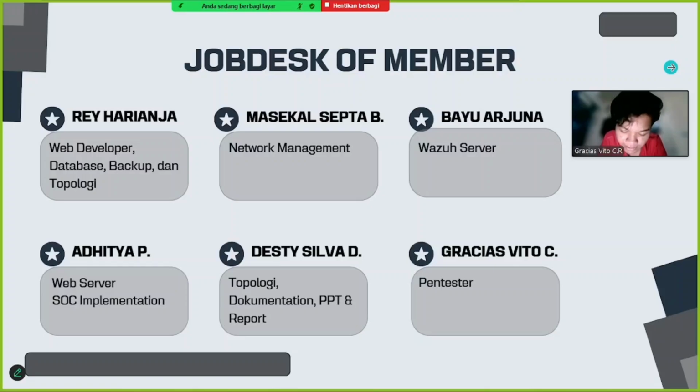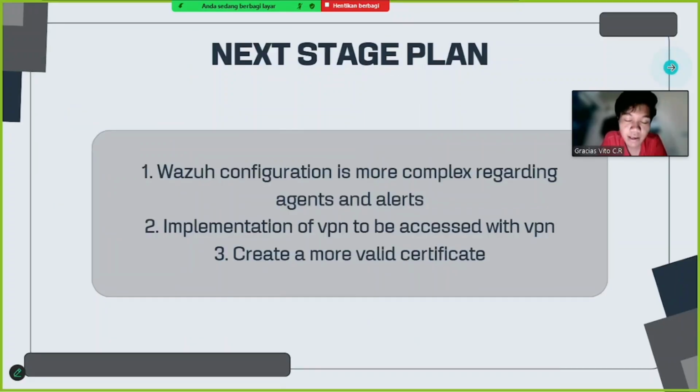And next slide. We currently develop a next stage plan, including the first one being the Wazuh configuration is more complex regarding agents and alerts. The second one being implementation of VPN to be accessed with VPN. And the last one is to create a more valid certificate.